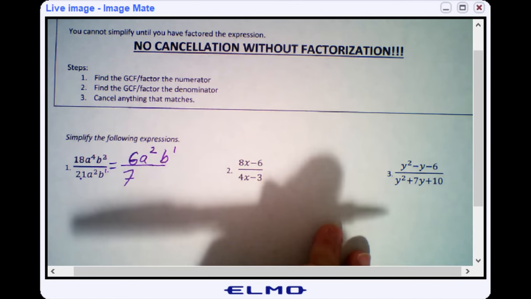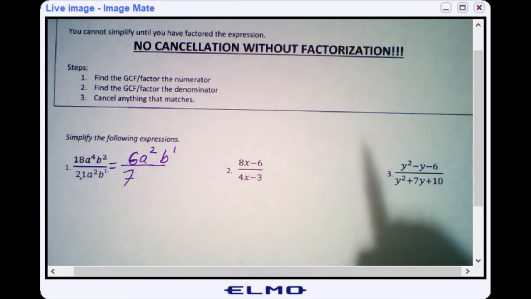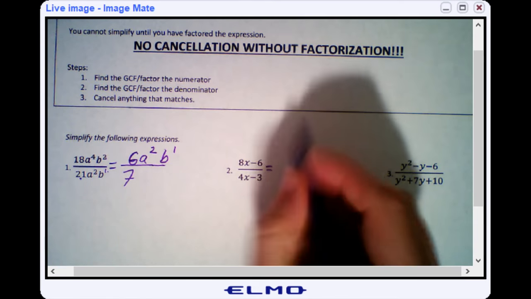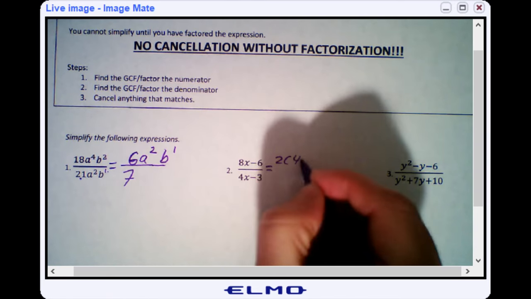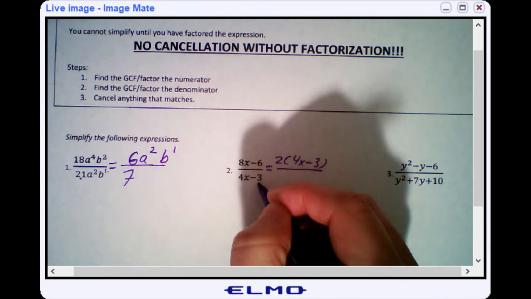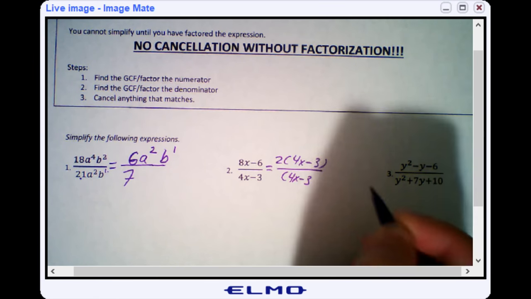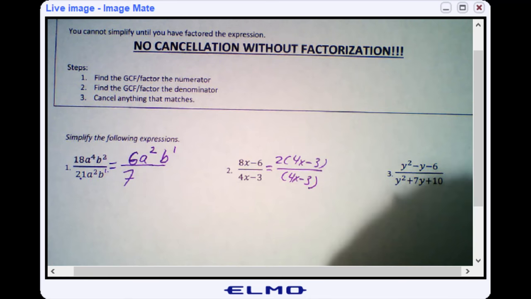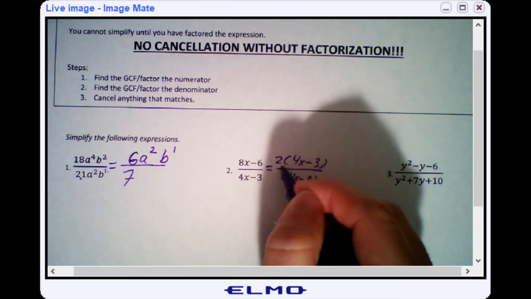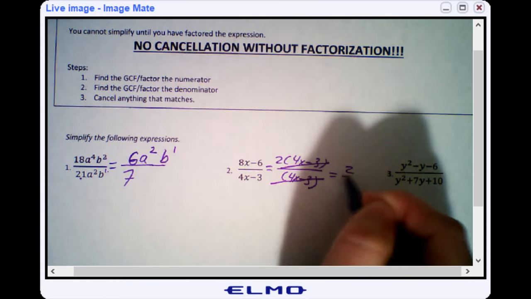For number 2, I have a binomial and a binomial. Therefore, I must try and factor first. For the numerator, my GCF is 2, and I'm going to get 4x minus 3. On the bottom, we just have 4x minus 3. The GCF is 1, so we're not going to worry about it. And then I look to see if I have any groups that are exactly the same. 4x minus 3 and 4x minus 3. They match exactly. So I'm left with just 2 over 1, or 2.